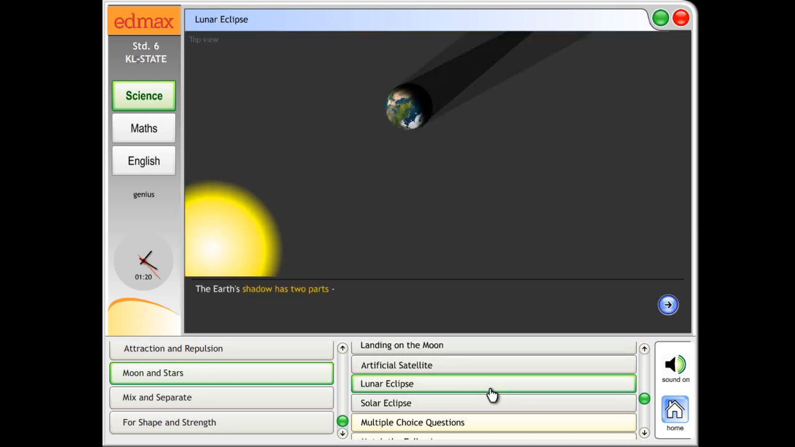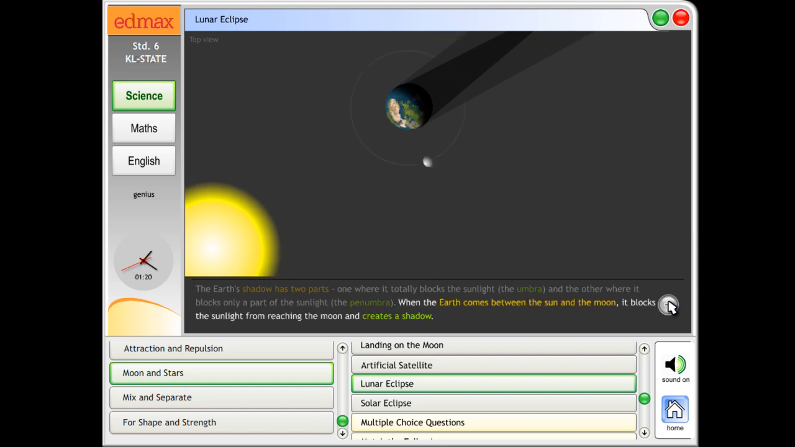Lunar eclipse. The Earth's shadow has 2 parts. One where it completely blocks the sunlight, the umbra, and the other, where it blocks only a part of the sunlight, the penumbra.